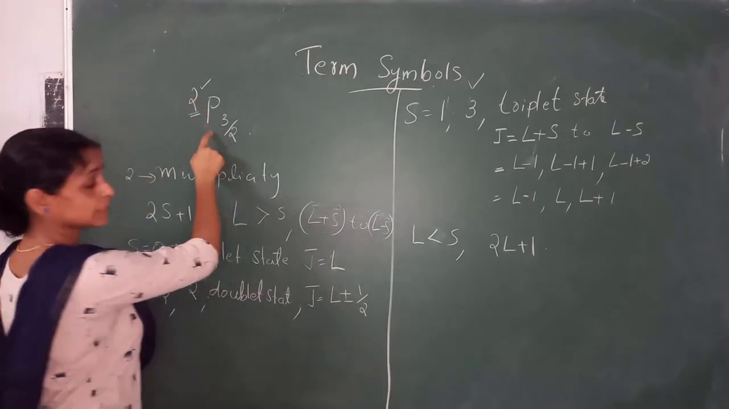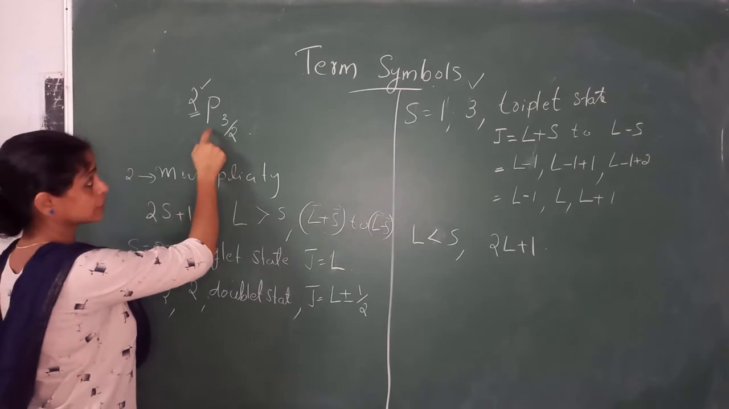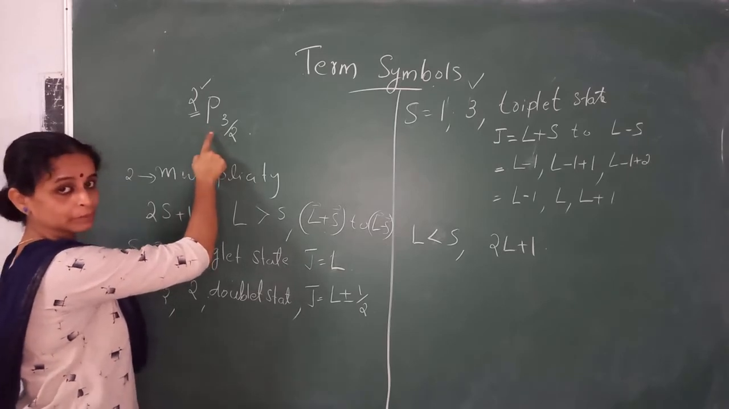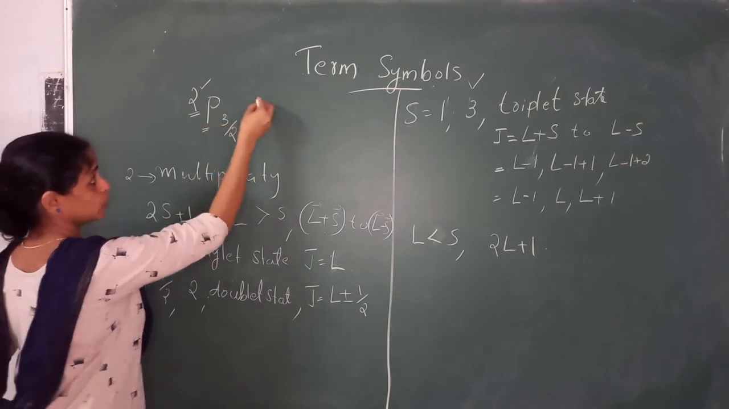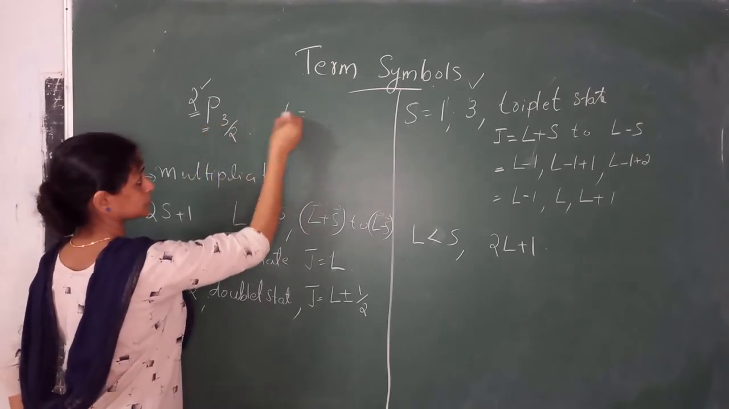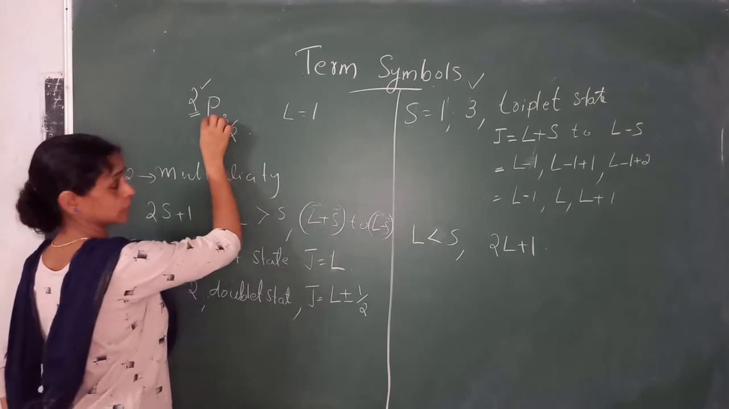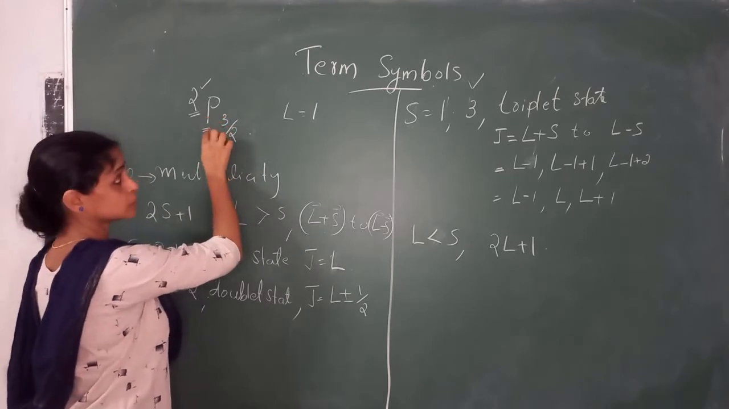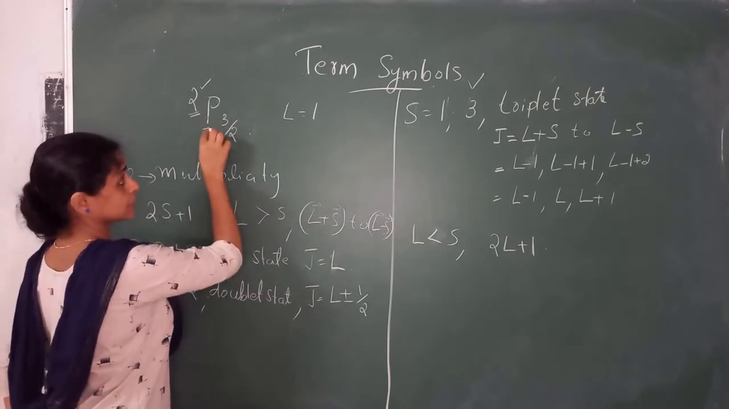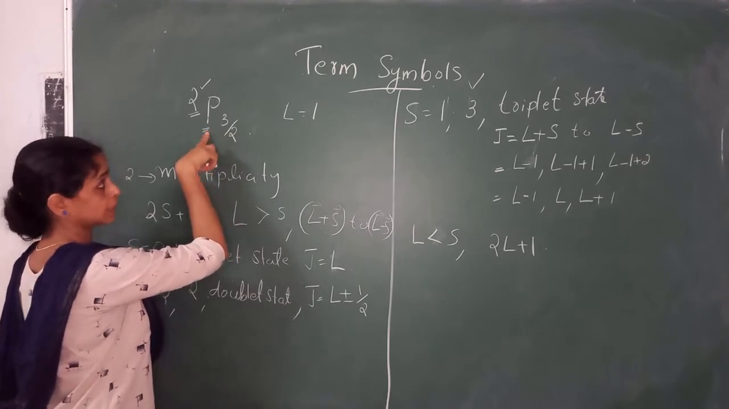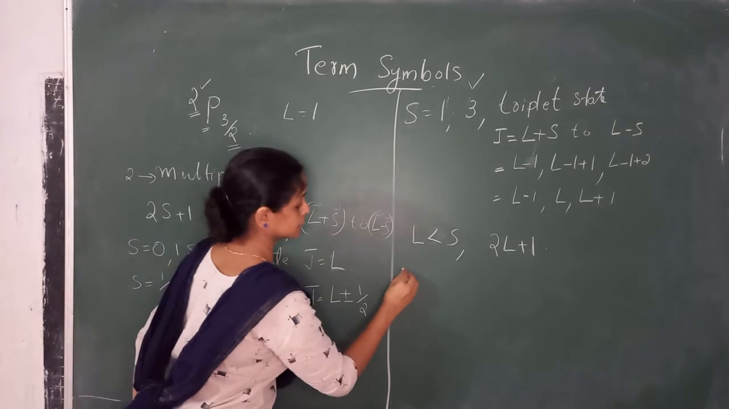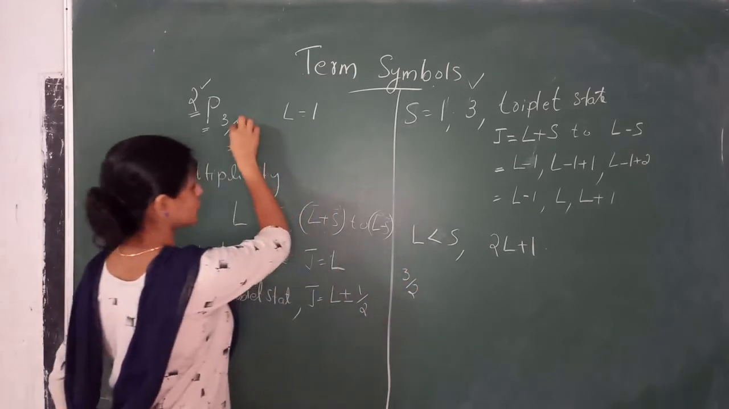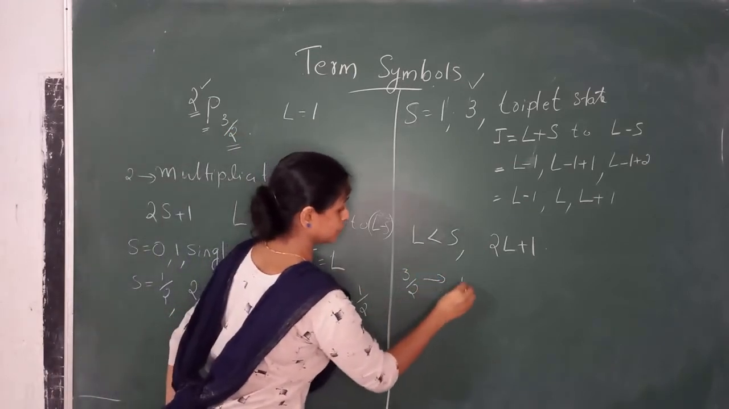This represents the total orbital angular momentum quantum number. That is, this is the P state. That means when L is equal to 1, you will have this P state. So it represents the total angular momentum quantum number. The 3 by 2 in this notation represents the j value.